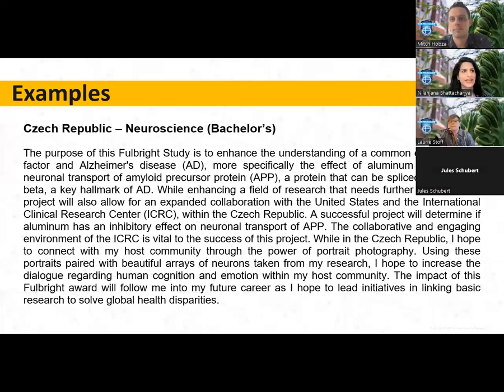I'm a bit confused myself about why the person wants to pair portraits with beautiful arrays of neurons. It makes no sense in terms of the research project, researching aluminum exposure on these proteins. Normally we don't have neuron portraits. Okay, so we've identified some problems. Any strengths that you see in this?